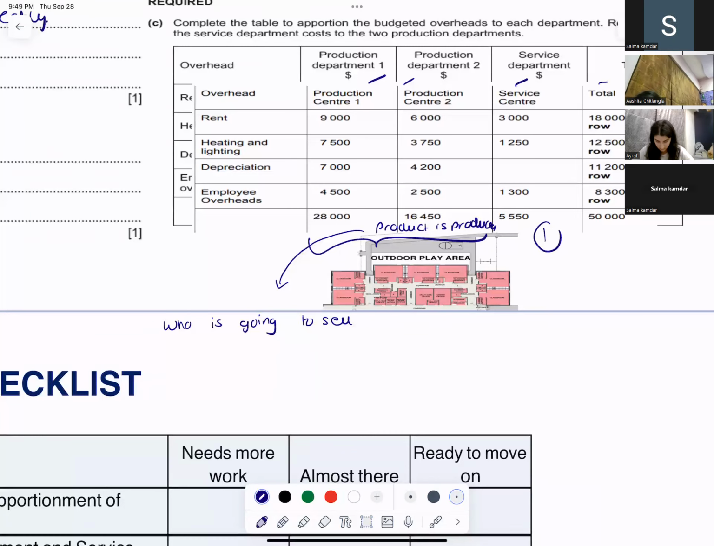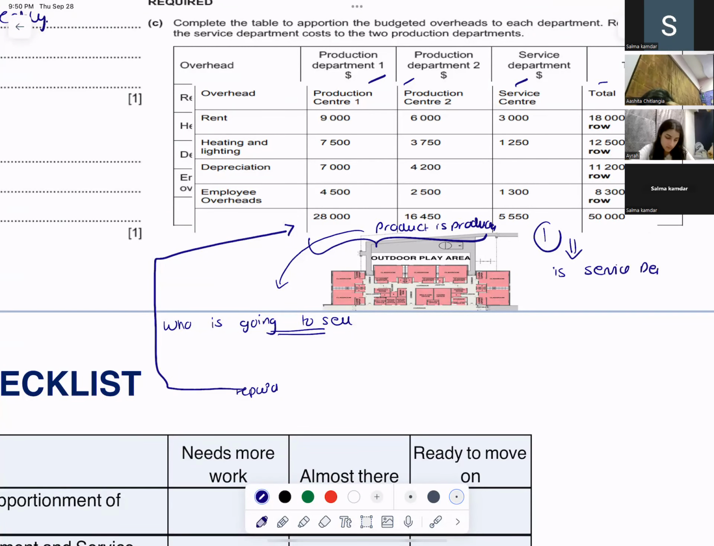The production department is producing the product, so the production department is going to sell. And the ultimate product that is sold is going to be repaid to which department? To the production department. Is the service department making any product? No, the service department is not making any product. Okay. What does the service department do?